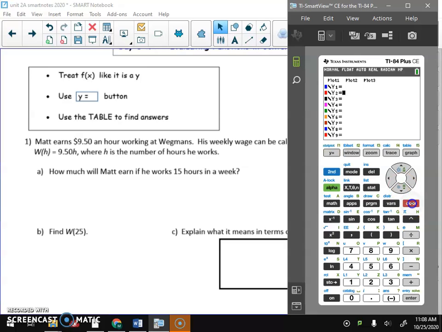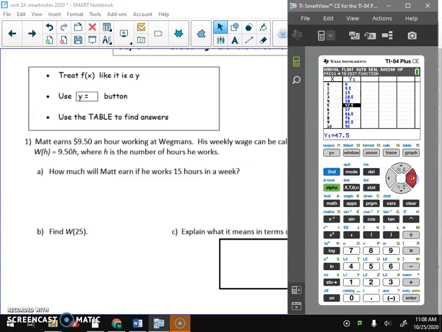So if we had other stuff, let's get it out. I can't put in 9.50H. Calculator only understands 9.50X. So now after 15 hours, I'm going to go to second graph, down to 15. What do all these numbers mean? The black is how many hours worked. The blue is what the pay is. So if I worked 5 hours, I'd get paid $47.50.